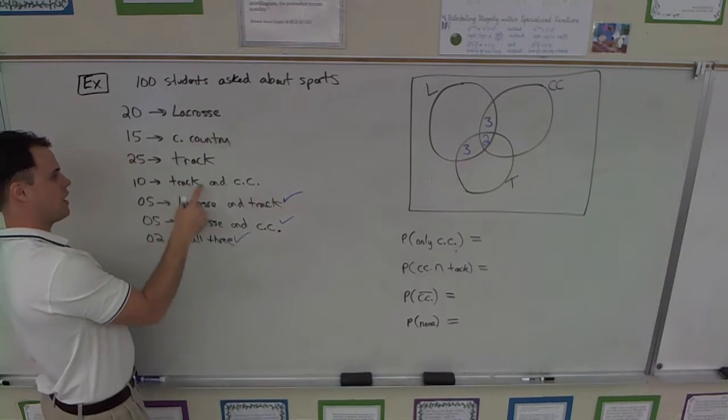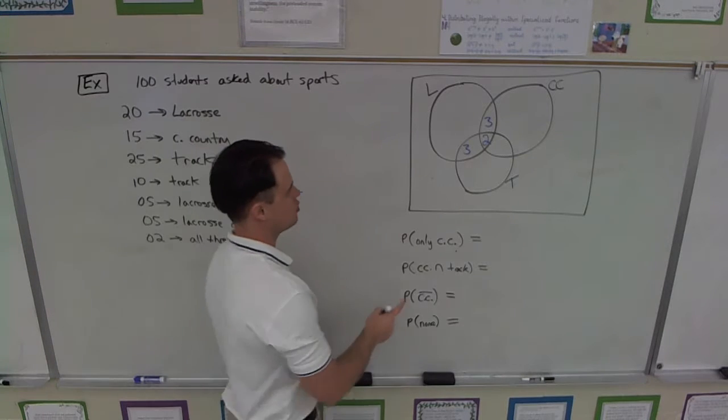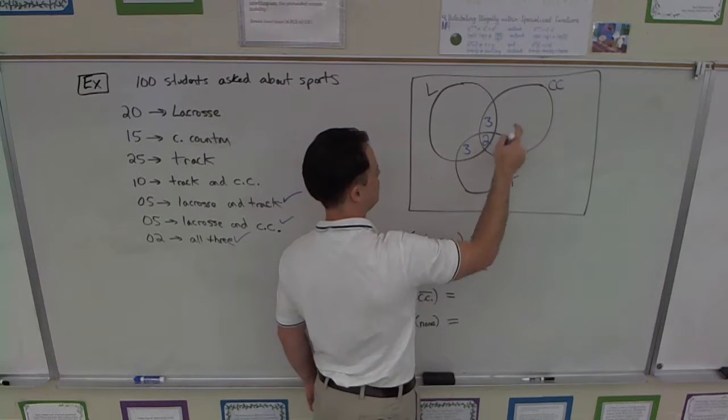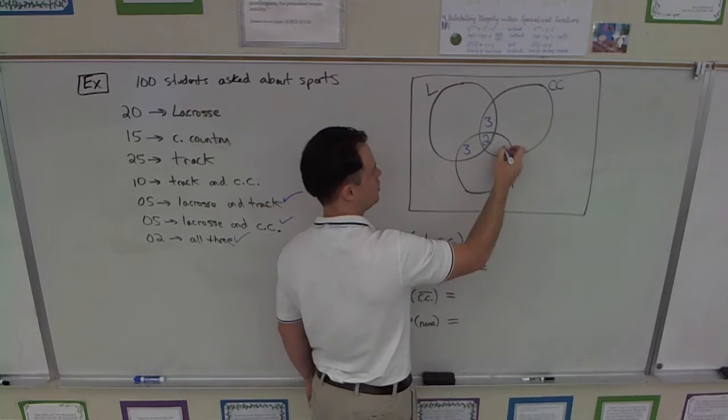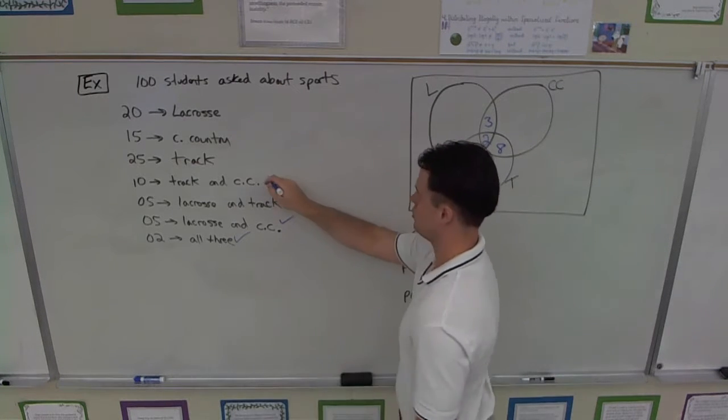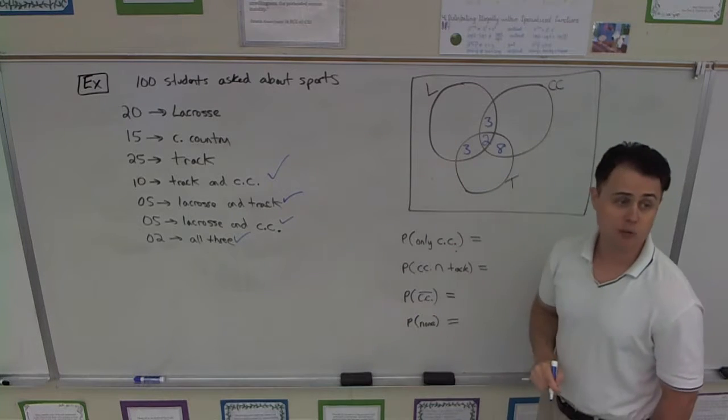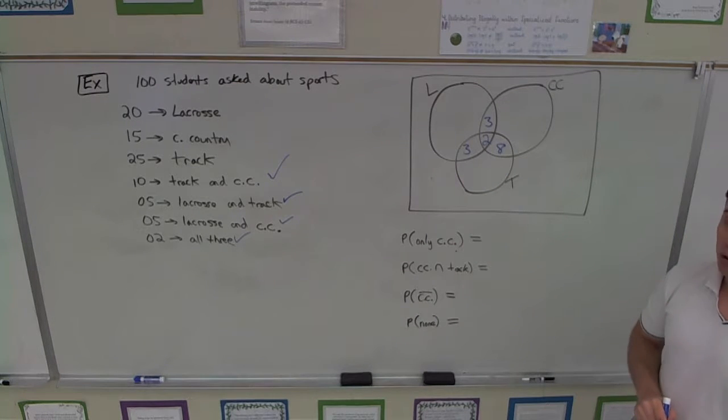10 people played track and cross country. So the intersection between track and cross country, this intersection should be 10, so this must be 8. Took care of that. There were 25 people who played track total.